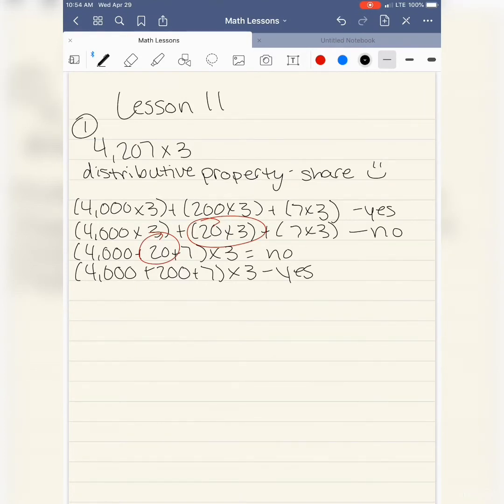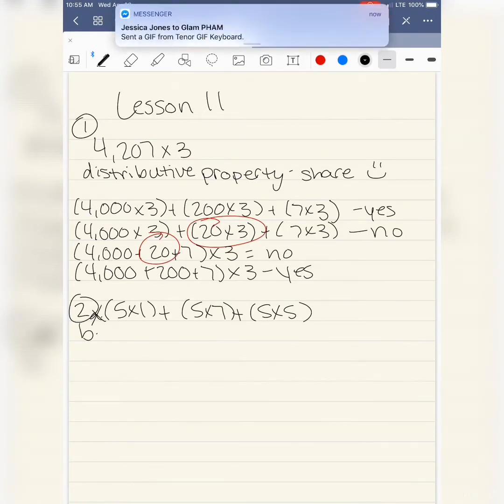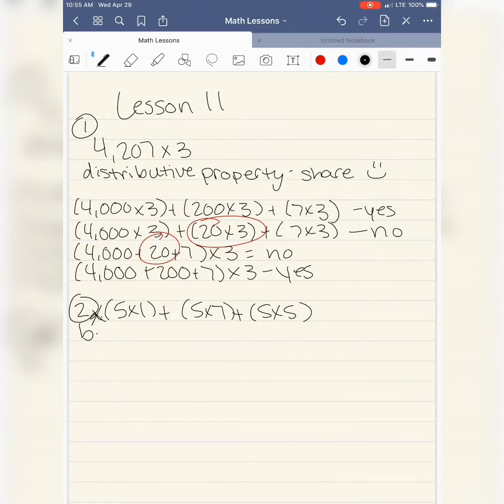A is 5 times 1 plus 5 times 7 plus 5 times 5. No. This will not work. I mean, we can distribute it, but you've got to distribute the right amount. Can we jump 35 each time, 35 five times to have 175 stickers in each package? No, that one just doesn't work because 35 is not part of our equation.